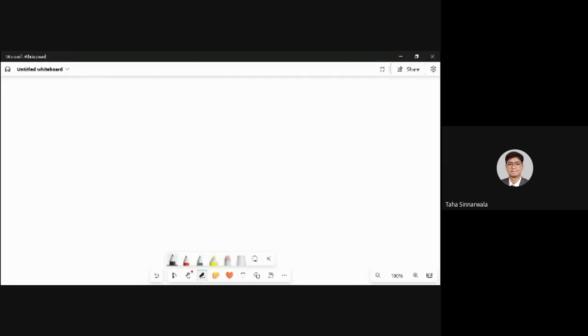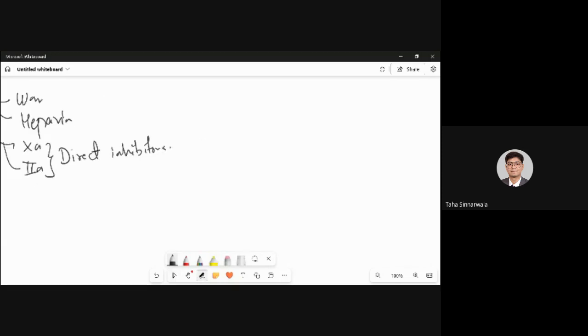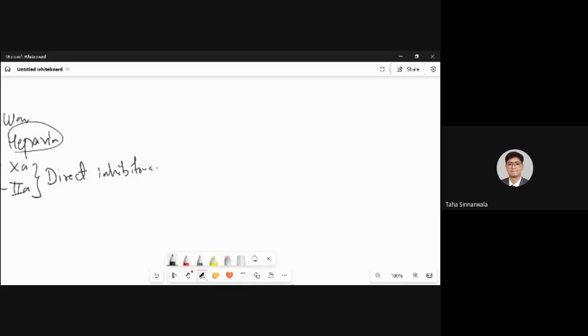So there are four medications that I want to talk about today, and all of these are pretty well known. We have warfarin, we have heparin, we have direct factor 10A inhibitors, and then direct factor 2A inhibitors. Okay. So we have all of these medications that we want to talk about. Now, a couple of things. Let's start with heparin first.